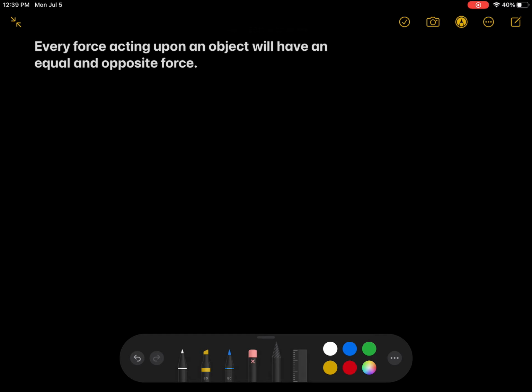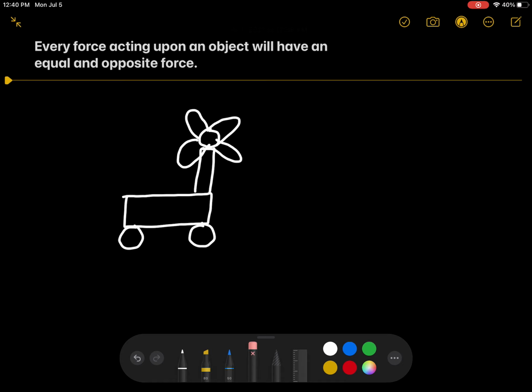Let's look at this with an example from a classical physics lab experiment. Here I've drawn a little fan that is attached to a rolling cart. Let's say that the fan is turned on and starts blowing wind to the left. That is going to create a force that also pushes to the left. I'll say this is F1.